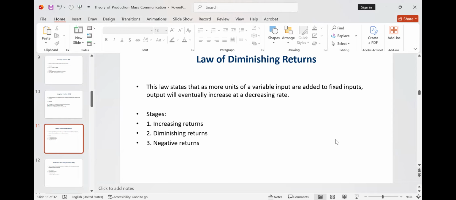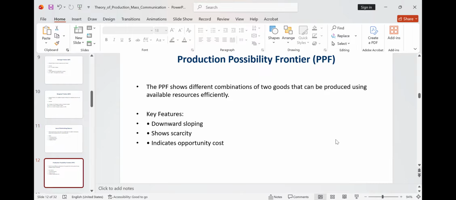Now we have three stages: increasing returns, diminishing returns, and negative returns. In some textbooks, you call it increasing returns, decreasing returns, and constant returns to scale. So let's now look at the production possibility frontier.